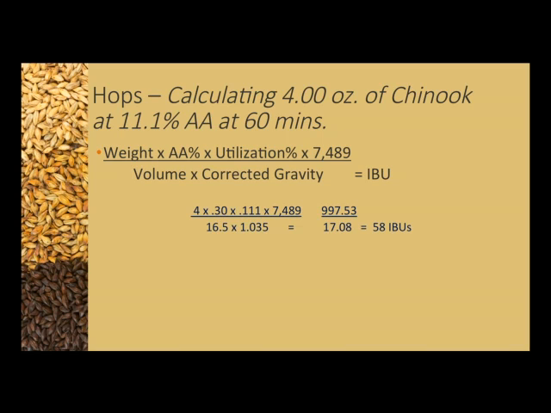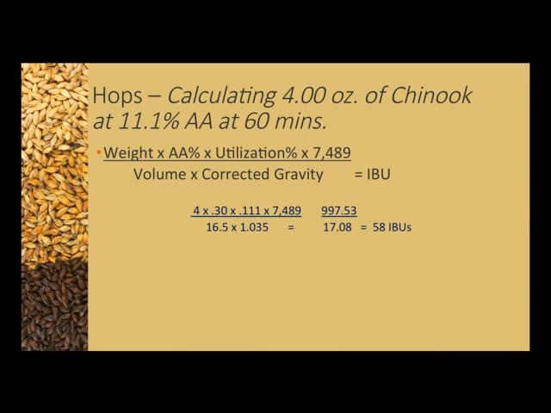So with all this in place, let's calculate the IBUs for each hop addition in our sample recipe. For the first addition of 4 ounces of Chinook at 11.1% alpha acids, added at 60 minutes, the calculation looks like this. For this addition, the weight is 4. Using our table for percent utilization, we see that a 60-minute addition has a value of 0.30.